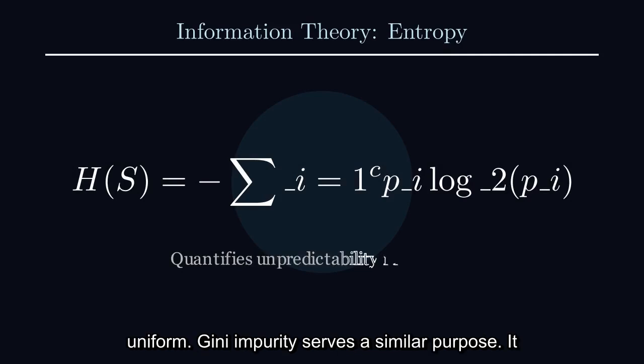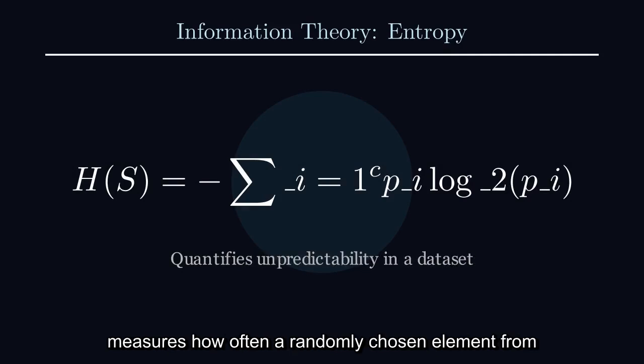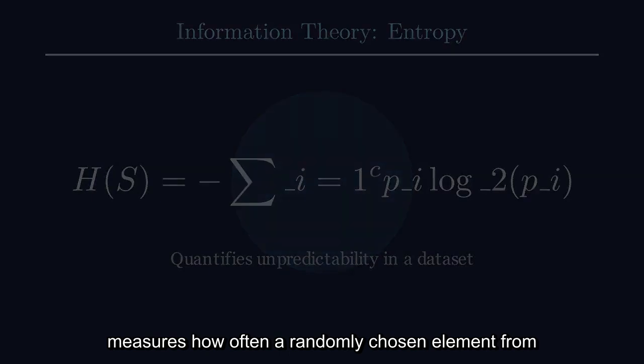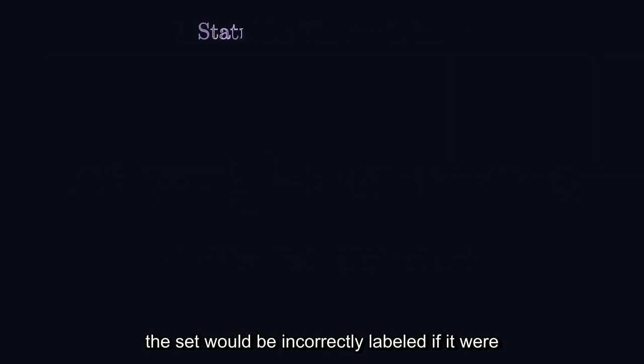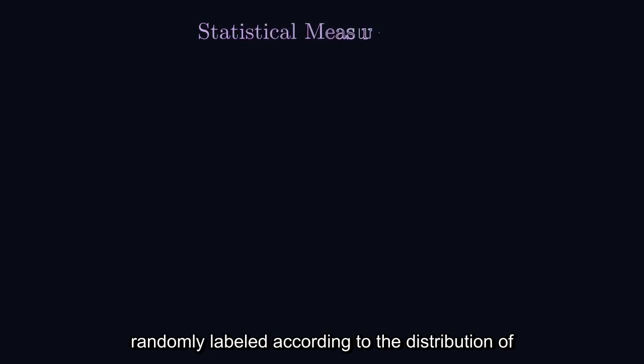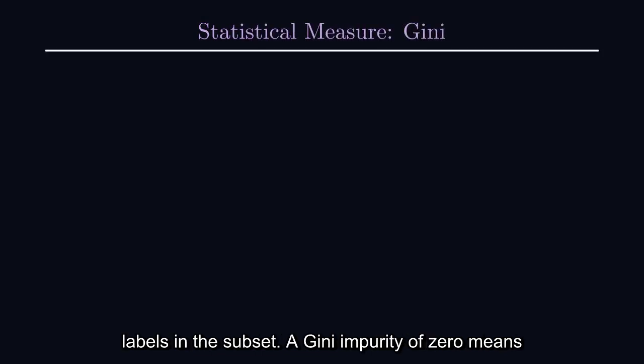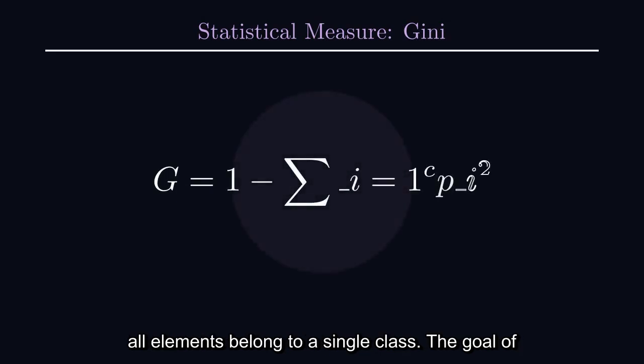Gini impurity serves a similar purpose. It measures how often a randomly chosen element from the set would be incorrectly labeled if it were randomly labeled according to the distribution of labels in the subset. A Gini impurity of 0 means all elements belong to a single class.